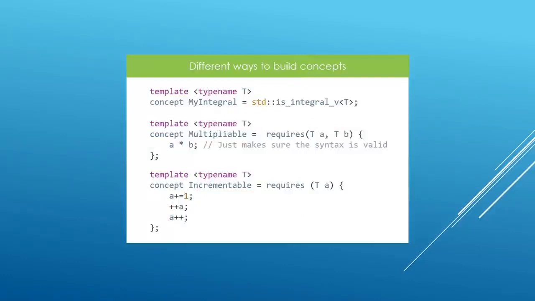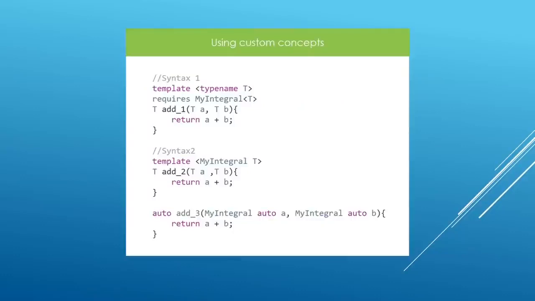Once you have your own concepts set up, you can use them like we have been using the other concepts from the C++ standard library. For example, we can use syntax 1 to put a requires clause and say that we want to satisfy our own concept. With this particular syntax, you will have to put in these angle brackets and put your template parameter inside. This is the syntax you have to use. You can also use syntax 2 and specify my integral directly in these angle brackets in your template declaration, and this is also going to work. We can even use this with the auto syntax for our function templates. It is going to work.